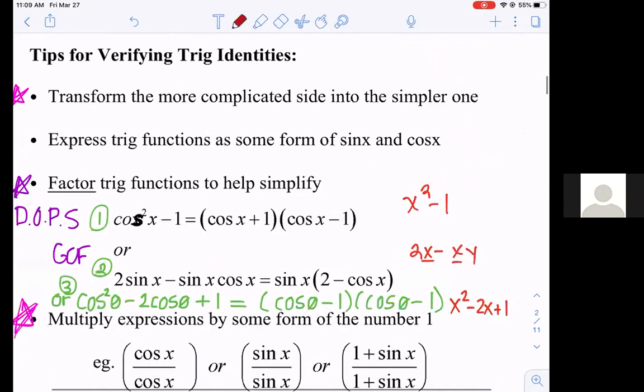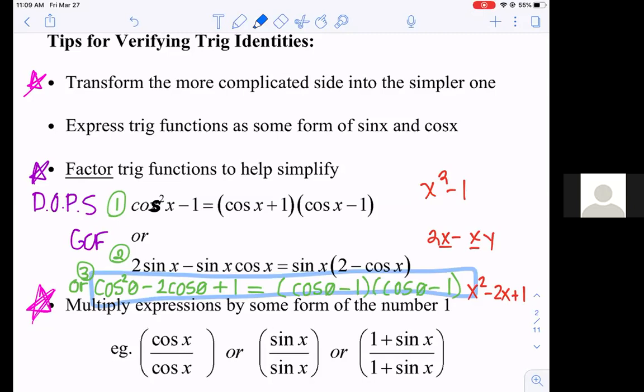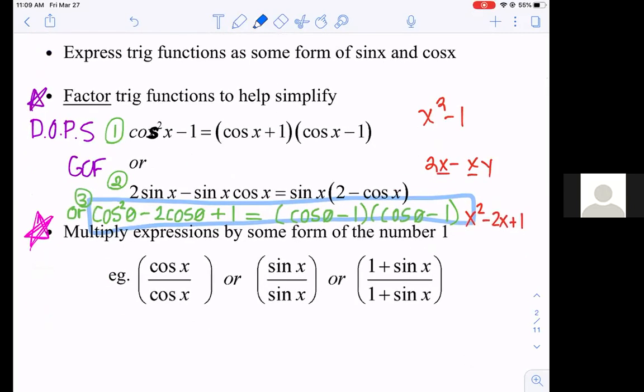Okay, and then our tips are to transform the more complicated side into the simpler one, and express trig functions as some form of sine and cosine. Factor: you can do difference of perfect squares, GCF, or at the bottom here, you can factor trinomials. So those are just a couple of ways that you can factor. And then the last thing is if you need to add something in, you can always do that by multiplying by some form of 1.